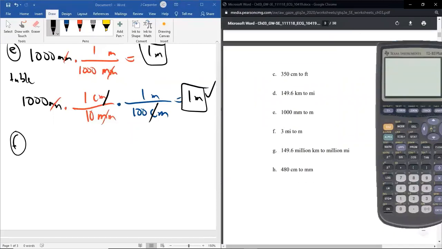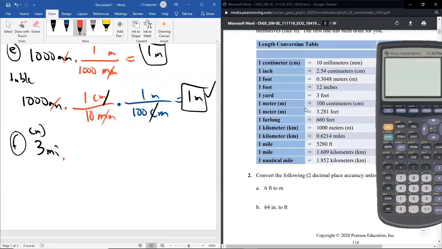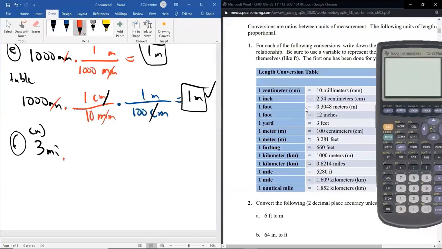All right, 3 miles to meters. Again, the little thing in parentheses is just saying what I'm converting to. So if there's something above that goes directly from miles to meters, that would be awesome. Google would probably have that as well, but we're going to ignore Google. We're just going to go with the table for good practice.